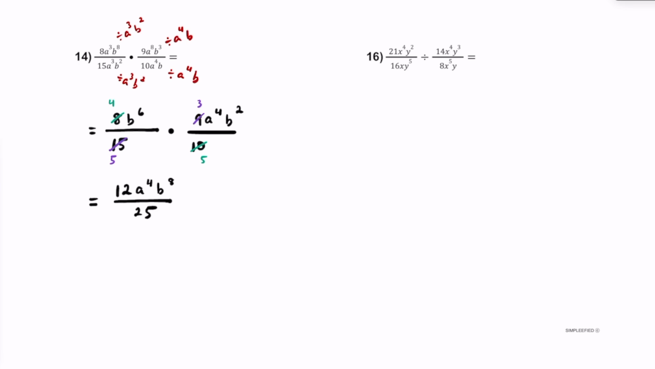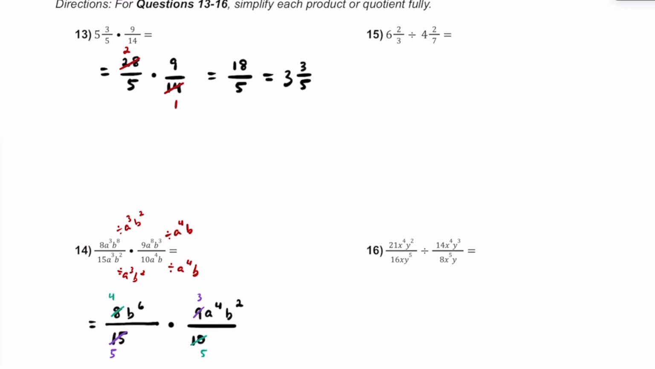All right, now that we went ahead and found a couple products, let's go ahead and practice finding a couple quotients. For number 15, looks like we're dividing some mixed numbers here. So we can rewrite the equivalent of 6 2/3 as an improper fraction. That's going to be 20 over 3 divided by, and then 4 2/7 as an improper fraction is going to be 30 over 7. All right. Now, if we have this division problem, let's go ahead and rewrite it as a multiplication problem by multiplying that first fraction by the reciprocal of the second fraction. So it's going to be multiplied by 7 over 30 here.